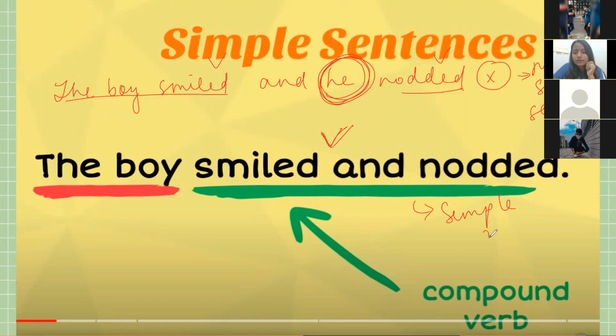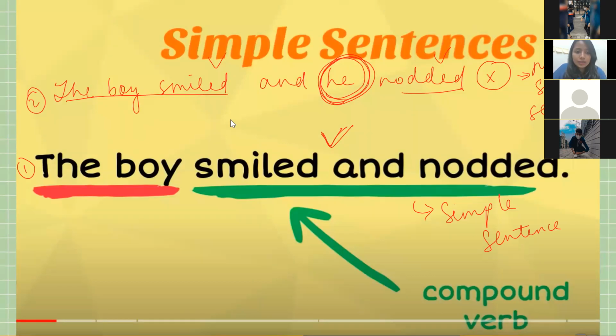Any doubts here? Okay. Can you take a screenshot of this and write both of these in your notebook? First, you will write simple and this one, and then you will write this point. Okay, 3, 2, 1.